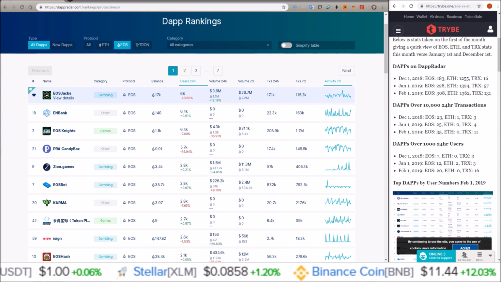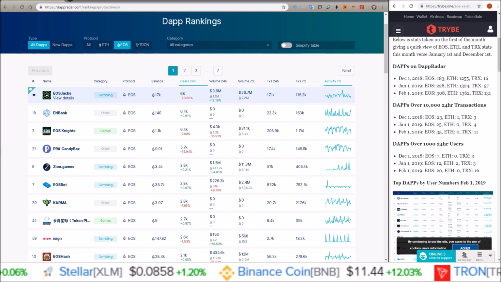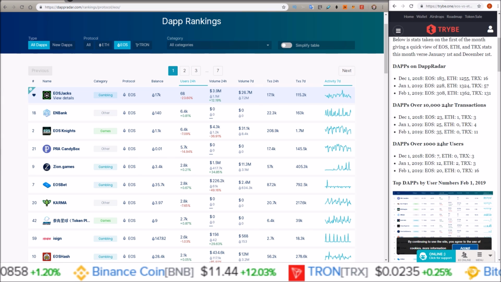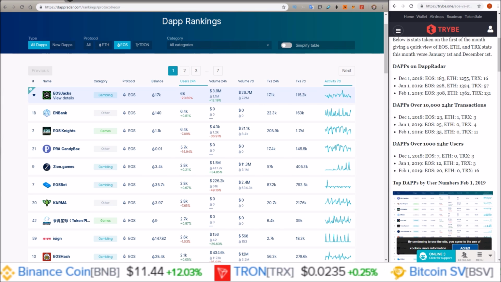My name is Rob. March 1st is here, the first of the month, so that means it's time for another look at the dApp stats comparing EOS, Tron, and ETH using DappRadar.